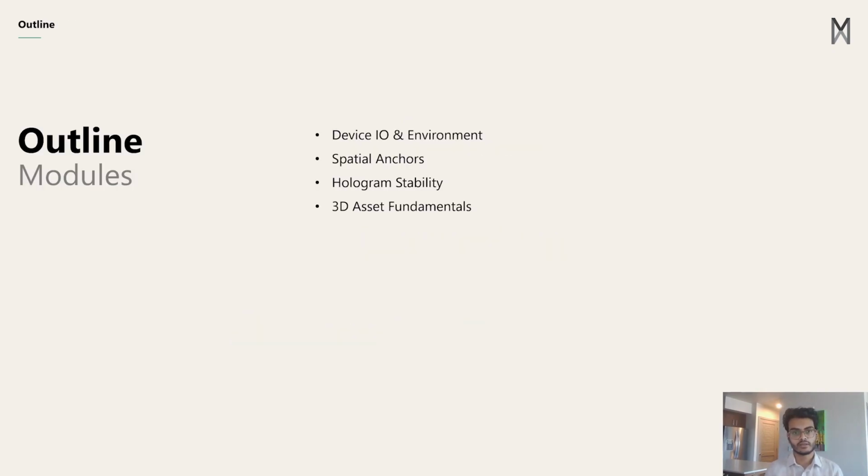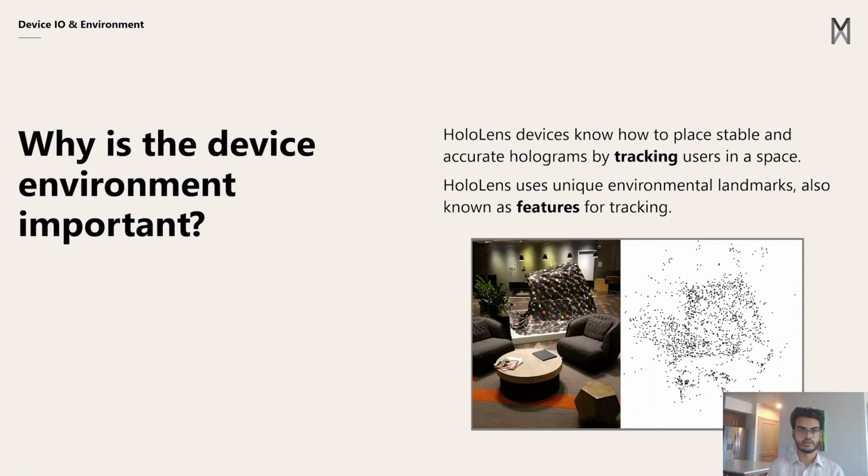So today we're going to be talking about the four main modules in the application, and I'll give an overview of the lessons that we covered in the app and some of the technical reasoning behind why we decided to show those lessons, and then we'll go from there. The first module that we're going to be covering is Device I/O and Environment. Device I/O and Environment is essentially focused on all of the environmental considerations to keep in mind before you even develop your application. So you might be wondering, why is the device environment even important?